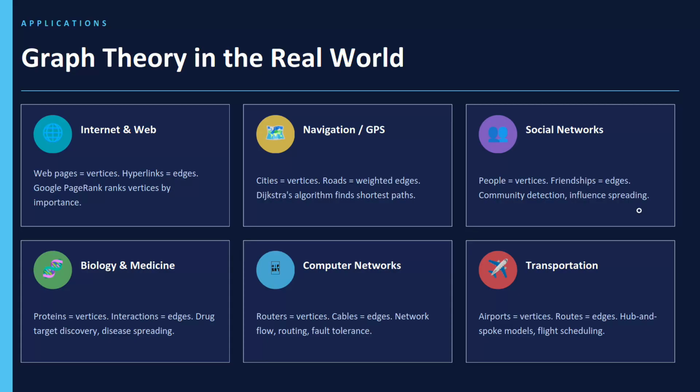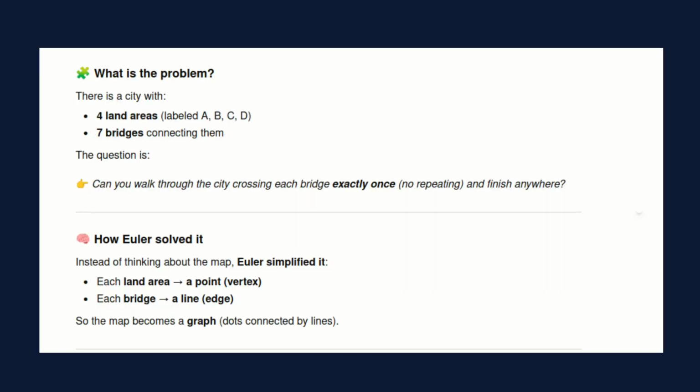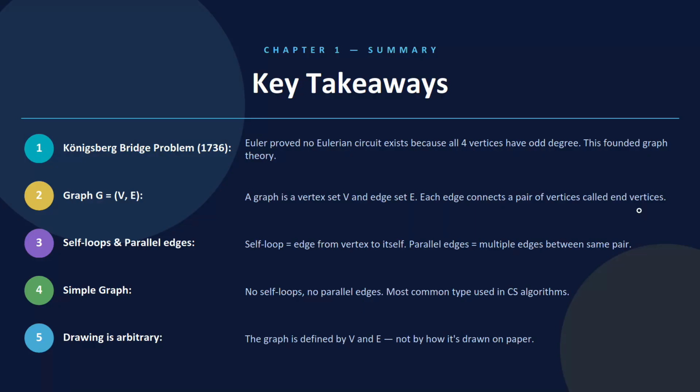So these are a lot of real world examples you have to understand. You have transportation, GPS navigation, biology, computer networks, and the internet and web. We have the social network, right? People are considered to be the vertices, and the friendship or relationship between them is considered to be the edges. So these are the real world examples in which we basically use the graph.